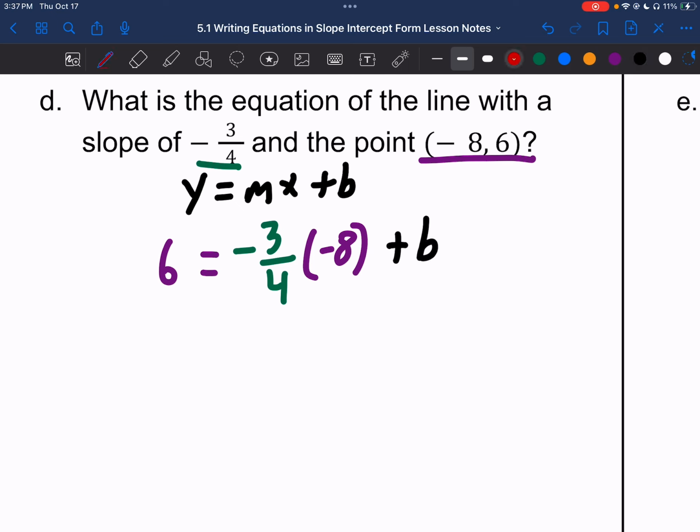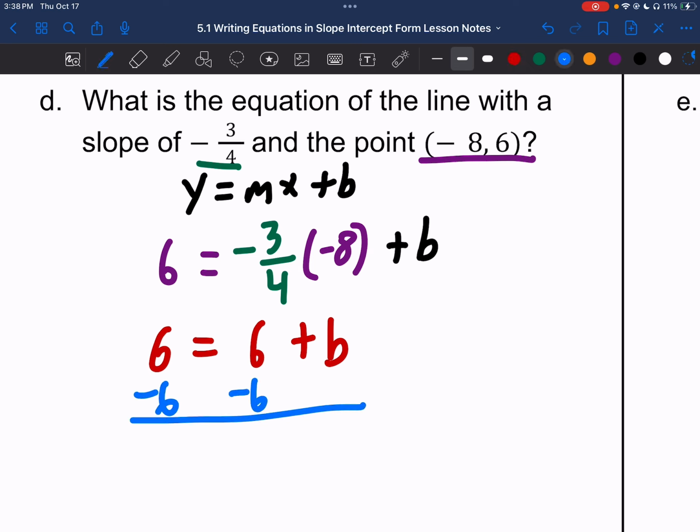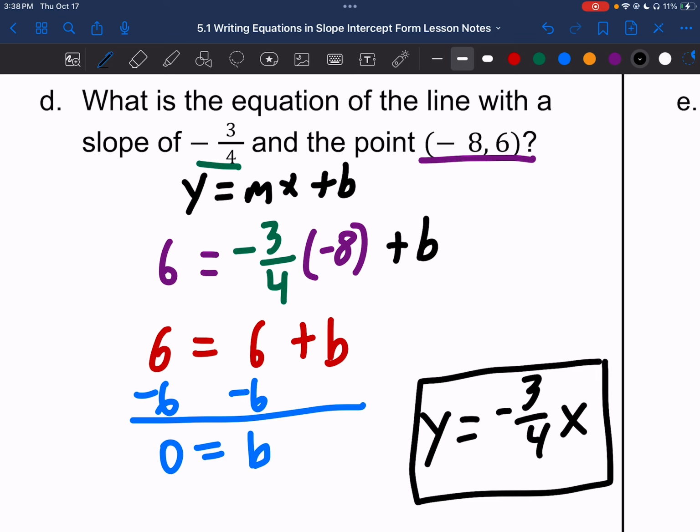So now we go ahead and we solve. 6 is going to be equal to -3 times -8, which is positive 24. 24 divided by 4 gives us 6, and that's plus b. Our final step is going to be to subtract 6 from both sides, and I get that 0 is equal to b. So now when I write my equation, y is equal to -3/4x. And that's it. We don't need to write a plus b or plus 0 because it's just 0. It doesn't mean anything.